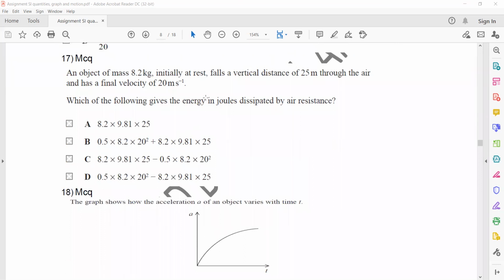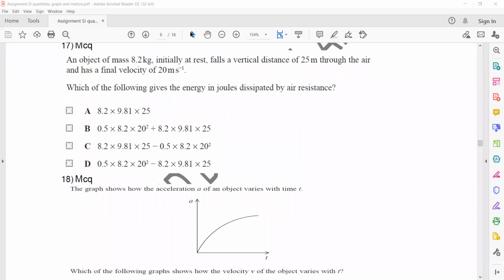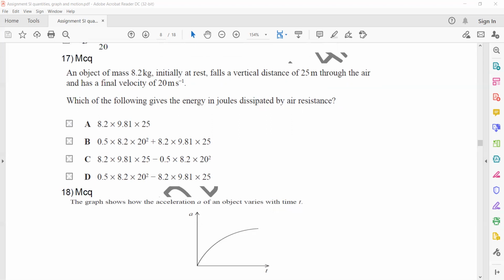Question 17. An object of mass 8.2 kilograms, initially at rest, falls a vertical distance of 25 meters through air with a final velocity of 20. Which of the following gives the energy in joules dissipated by air resistance? So how can we work out the energy dissipated? This is related to the motion as well as the energy topic.